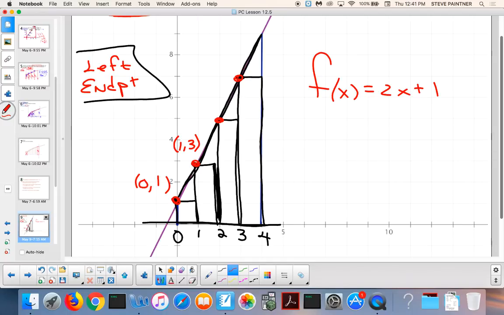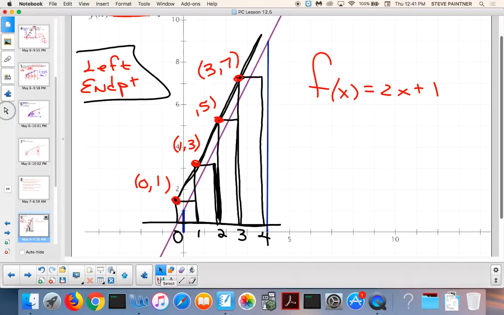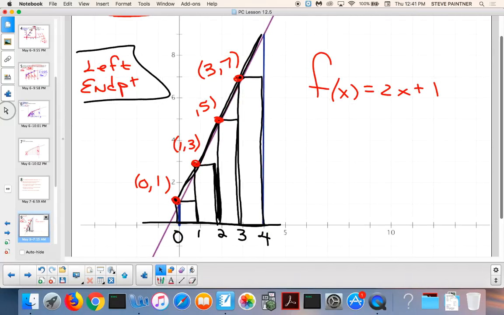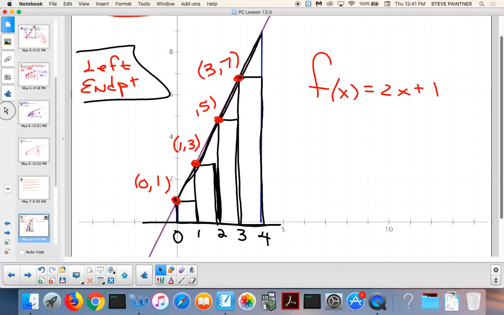All right, this point. 3 what? 3, 5, this point. Oh, did I mess up? Yeah. I messed up, sorry. 3 what? 7. 7. This one is 2, 5. Okay. All right. This is 2, 5.